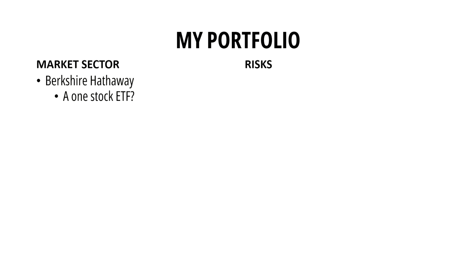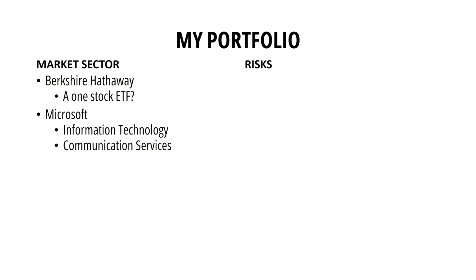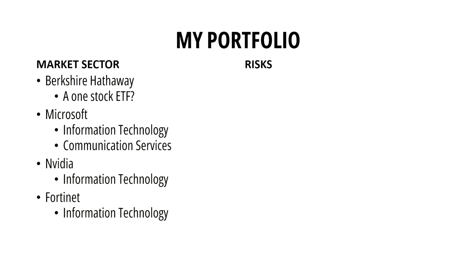Okay, so Berkshire Hathaway is a company that I own. Everybody knows that by now, if you're watching my videos. It is basically a one-stock ETF. Berkshire owns so many businesses and has got a stake in so many others that it basically owns every sector in the market. Now, Microsoft is another company that I've mentioned that I own. It's an IT service company as well as involved in communication services. Nvidia is a pure IT play. Fortinet and Palo Alto are both cyber security companies which are involved in the IT sector.